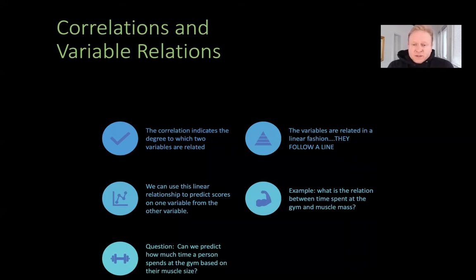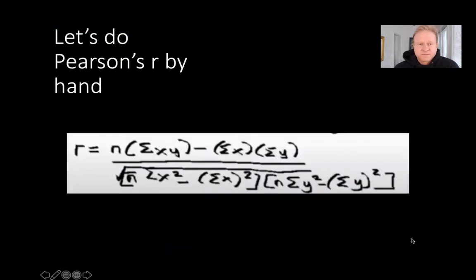So for an example, what's the relationship between time spent at the gym and your muscle mass? And could we predict how much time a person spends at the gym? Could that predict muscle size? So the idea here would be the more time someone spends in a gym, we're making some assumptions here that they're actually working out at the gym and not sitting in the sauna, that they would have bigger muscles. Might not be true because maybe they work at the gym and they're at the cash register. So this is why we say correlation doesn't mean causation.